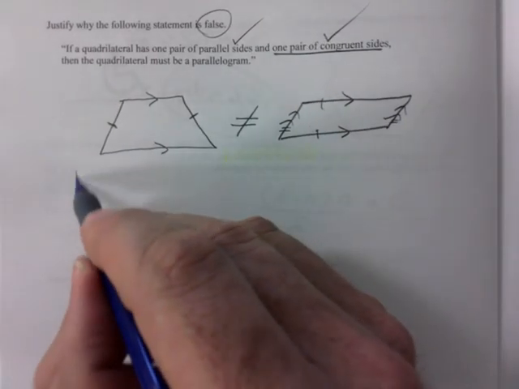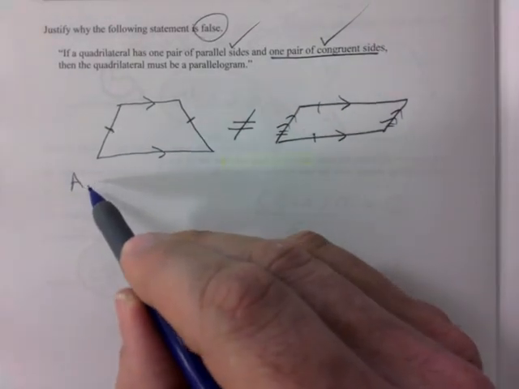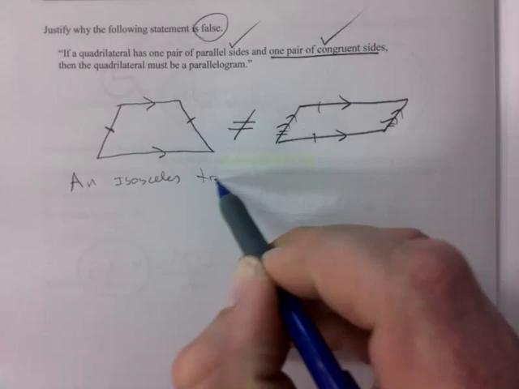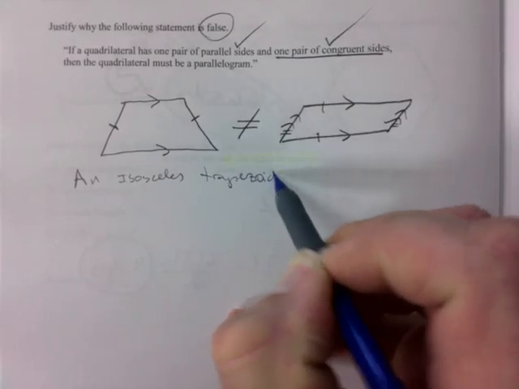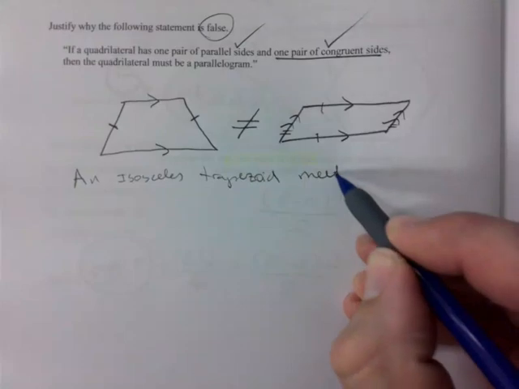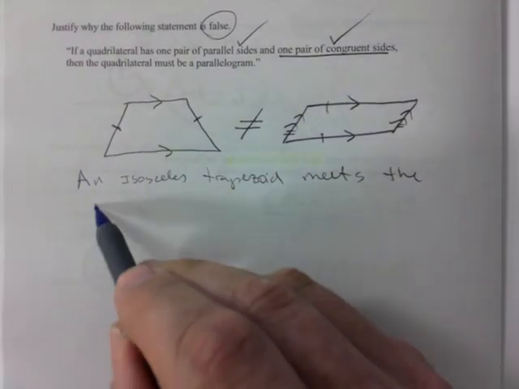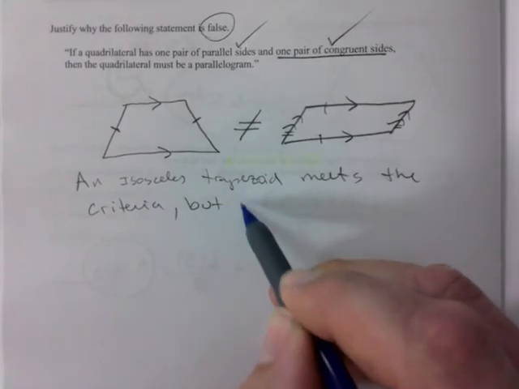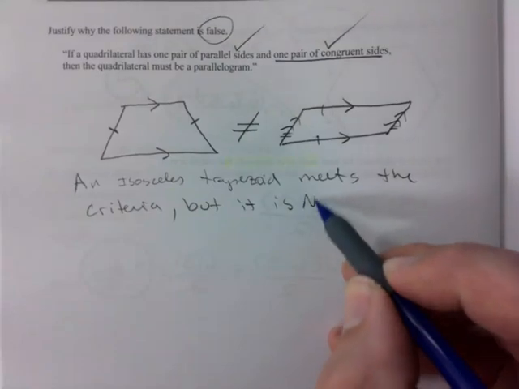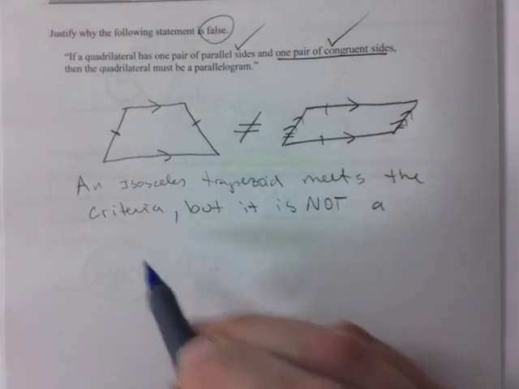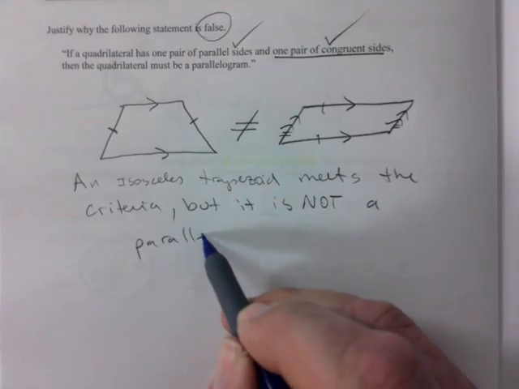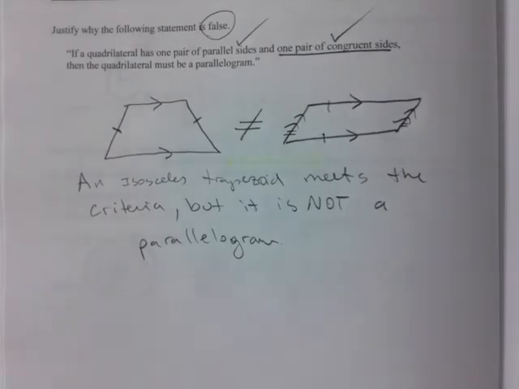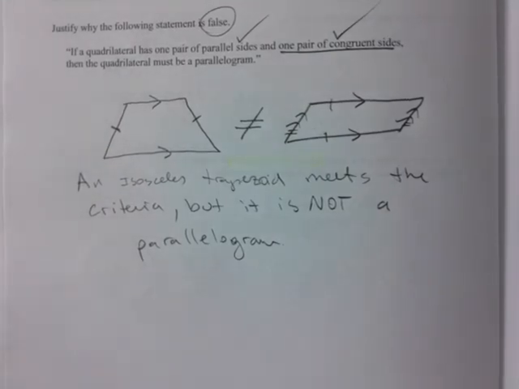So you can say an isosceles trapezoid meets the criteria, comma, but it is not a parallelogram. So try to think of an instance where it's not true. Okay?